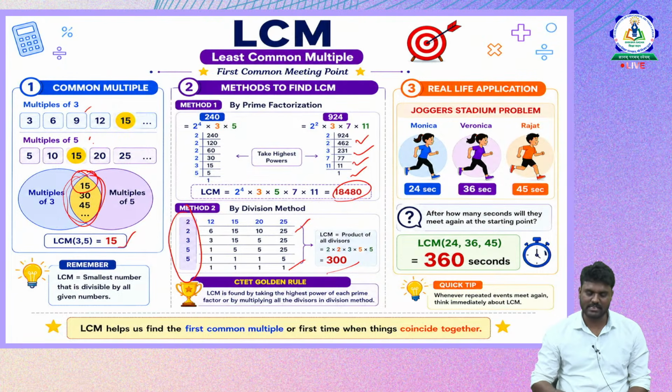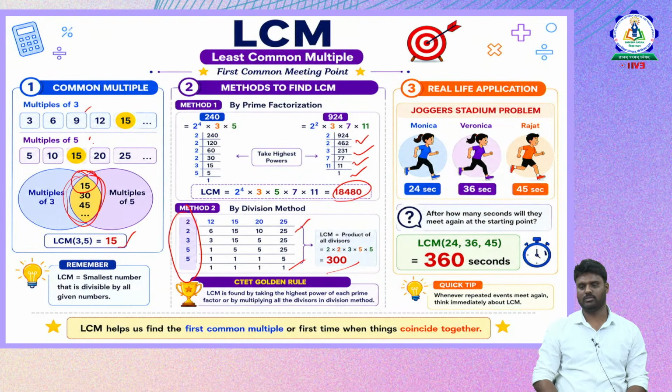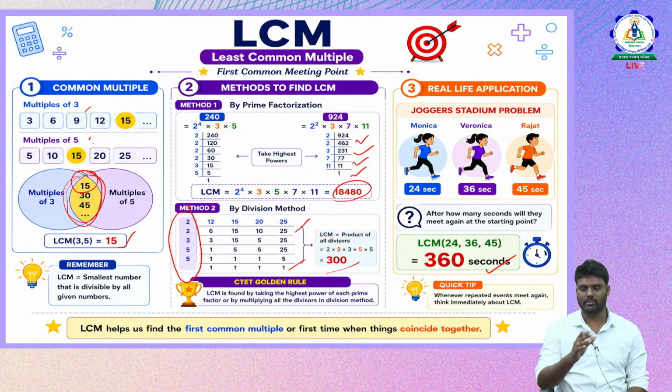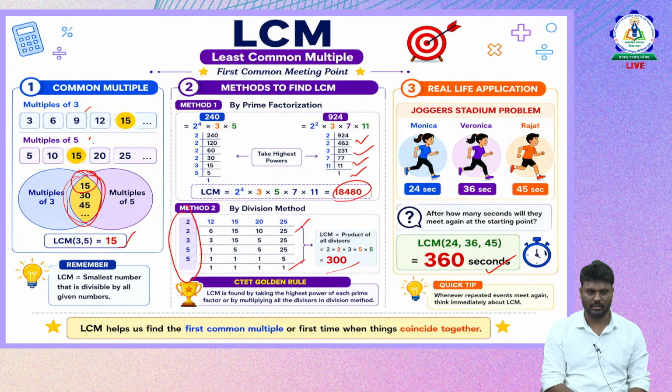Okay, so based on these concepts, some questions will be asked. For example, a real application: Monica, Veronica and Rajat take 24 seconds, 36 seconds and 45 seconds. After how many seconds will they meet again at the starting point? That means we need to identify the LCM of 24, 36, 45. When you identify the LCM of 24, 36, 45, we get 360 seconds. We can identify the LCM using either the division method or the factorization method, whatever we have discussed as of now.